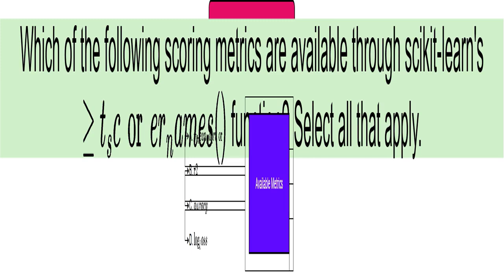I'm asking you to identify which of the 4 given options are valid scikit-learn scoring metrics that the get_scorer_names function returns. I'll give you the options below, and you select all the correct ones. It's a multiple-choice question where you might need to select more than one answer.